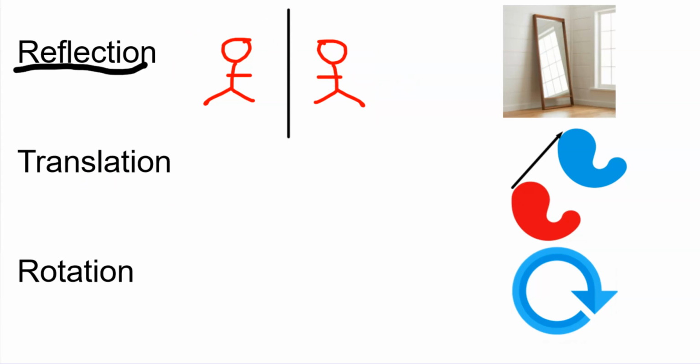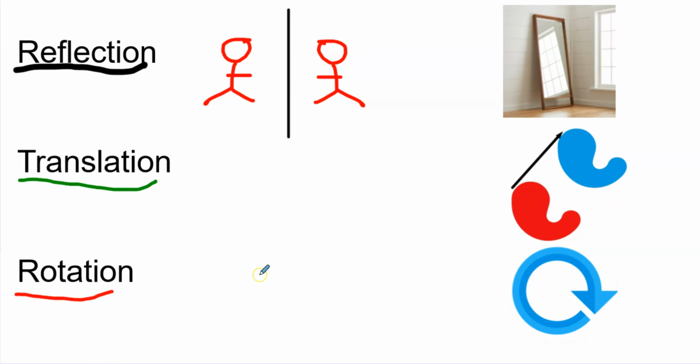Translation is the next type of rigid transformation that we're going to look at, and it just means that you're moving a shape or figure a specific distance and a specific direction, and that's shown by this black line. So this red bean looking thing gets translated or moved up and over in this direction, this distance, point by point on the shape.